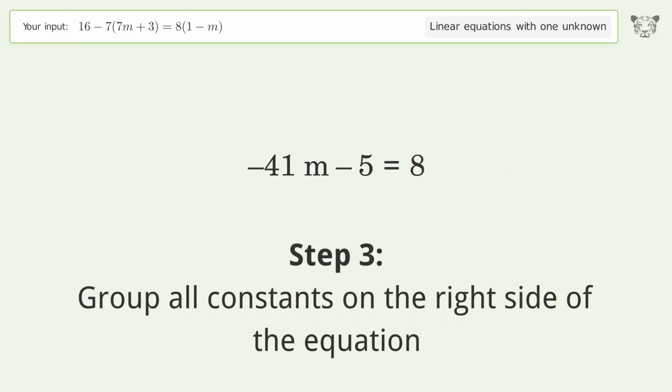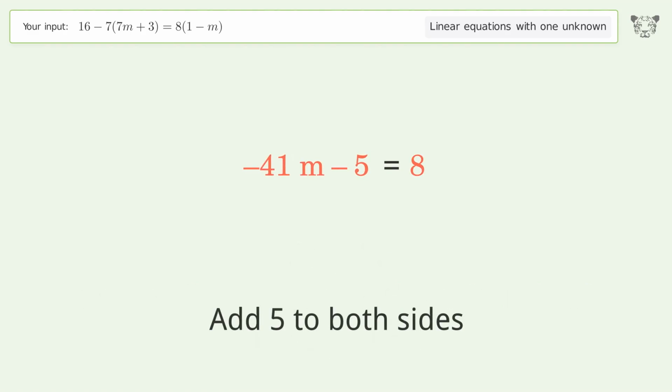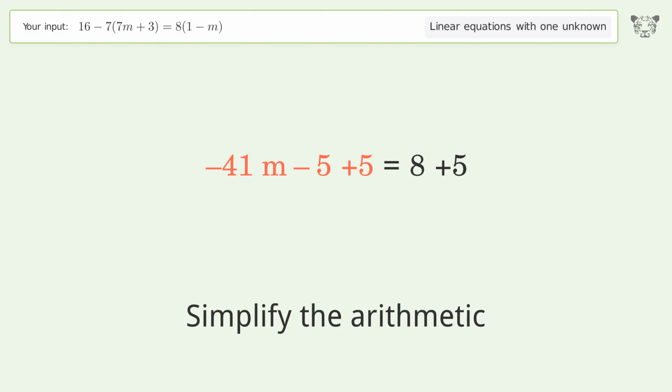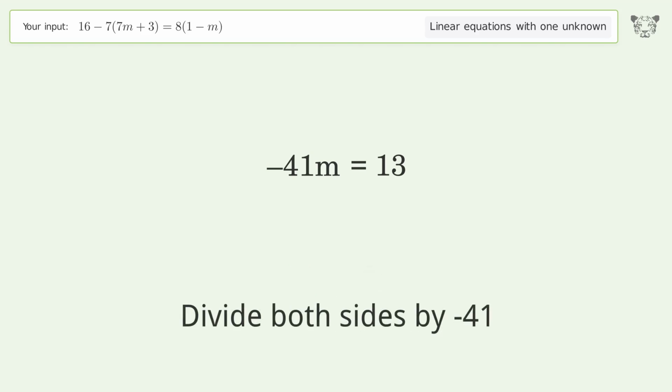Group all constants on the right side of the equation. Add 5 to both sides. Simplify the arithmetic. Isolate the m. Divide both sides by negative 41.